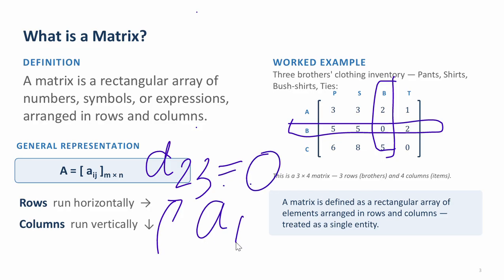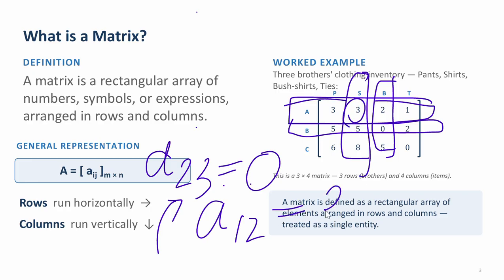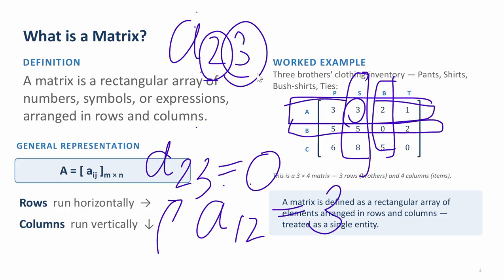If I say find a12, that basically means you need to find the element which lies in row 1, which is this row, and its second column, which is the element lying here, that is 3. So when I say a23, this is my entire element. 2 here represents the row and 3 here represents the column. Okay, so rows run horizontally and columns run vertically.